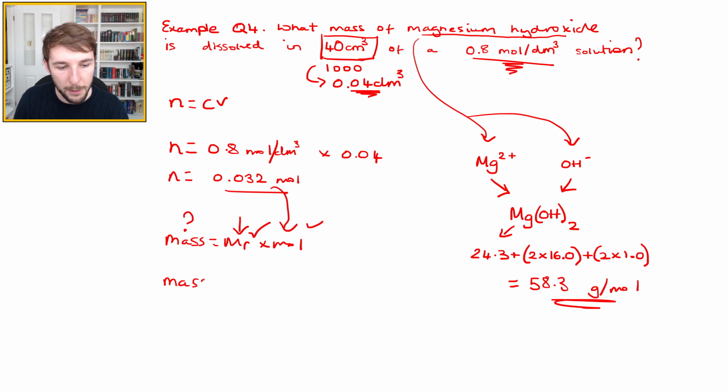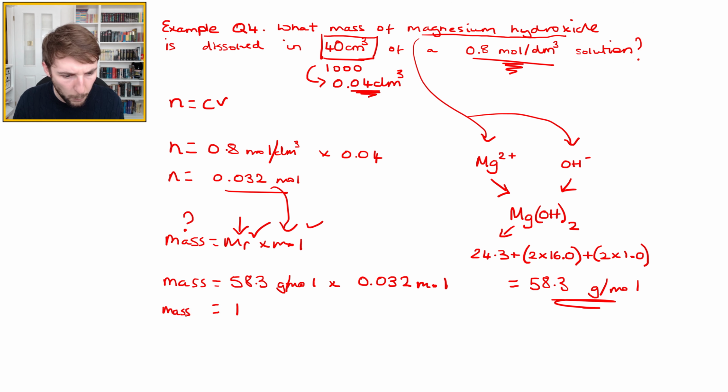So we've got mass equals 58.3 grams per mole multiplied by the number of moles, which is 0.032 moles, and there we go. We should get 1.8656 grams. Now I've got quite a precise answer here. So there we go. That's actually the mass of that magnesium hydroxide dissolved in that portion of solution.